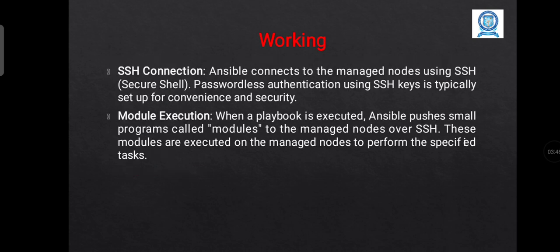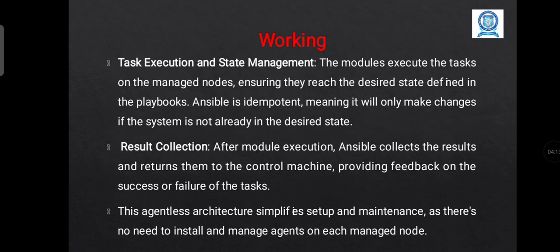SSH communication is needed. The Ansible control node connects to the managed node using SSH communication, where passwordless authentication using SSH keys is typically set up for convenience and security. Module execution. When a playbook is executed, Ansible pushes small programs called modules to the managed nodes over SSH. These modules are executed on the managed nodes to perform the specified task.